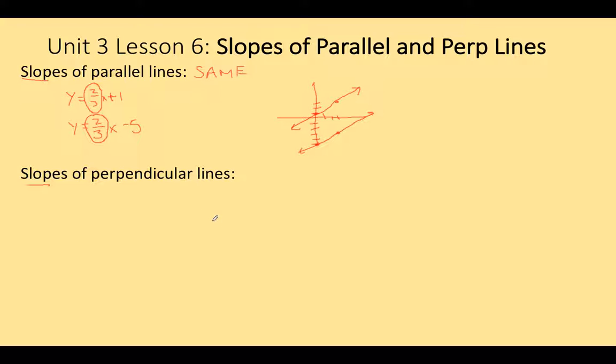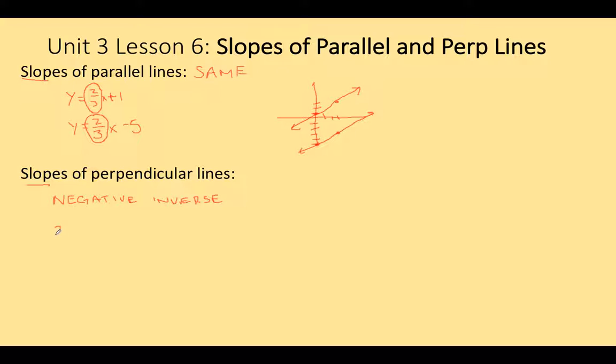Now, the other big thing that we've been working with, in addition to parallel lines, is perpendicular lines. And this one's got a little bit more to it. The slopes of perpendicular lines are the negative inverse. What in the world does that mean? Well, here, let me give you an example.